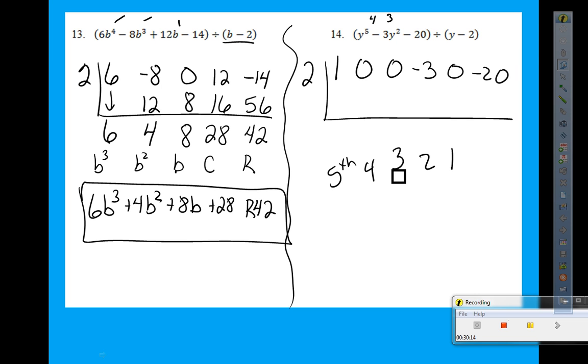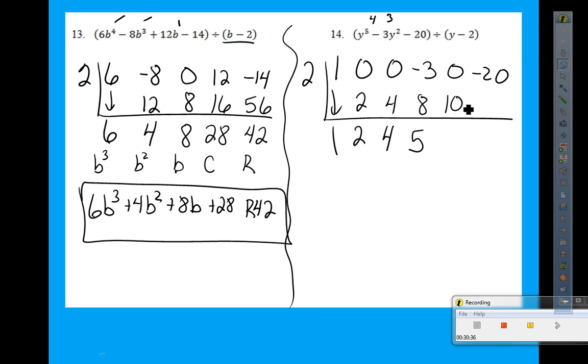Let me get rid of those and we can do the math now. The synthetic division part's the easy part. Drop the 1. 2 times 1 is 2. Add them up and get a 2. 2 times 2 is 4. Add them up and get a 4. 2 times 4 is 8. Add them up and get a 5. 2 times 5 is 10. Add and get a 10. 2 times 10 is 20. Add them up and get a 0.